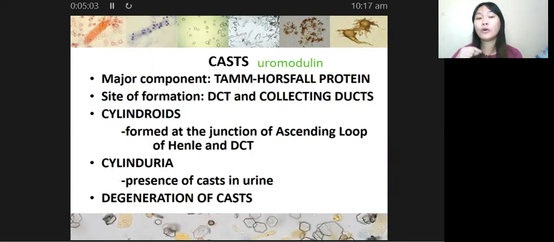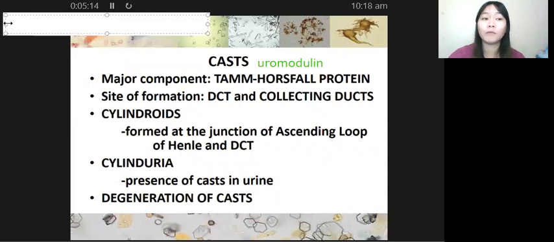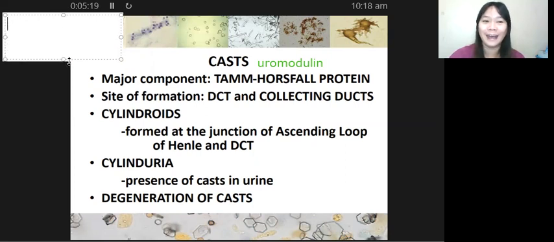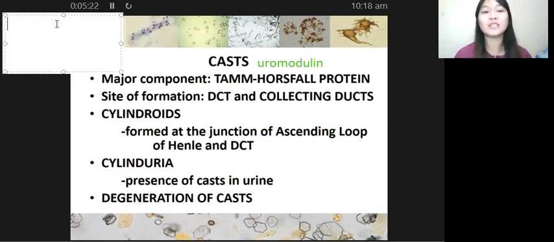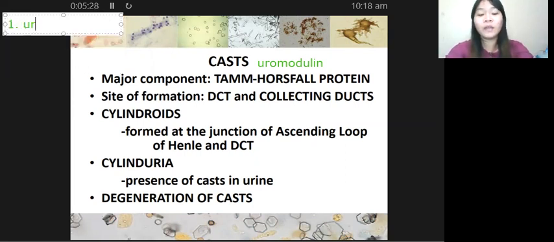Okay, punta naman po tayo sa factors which affect the formation of your casts. Actually, nasa module po ninyo ito, but I will be making some corrections kung ano man yung nasa module natin. And of course, dadagdagan ko yan. So, what are the factors which will contribute to the formation of your casts? Una sa lahat, we have urine stasis. Ano ang ibig sabihin pag sinabi nating urine stasis? There is a slowdown or even a stoppage to the flow of your urine.